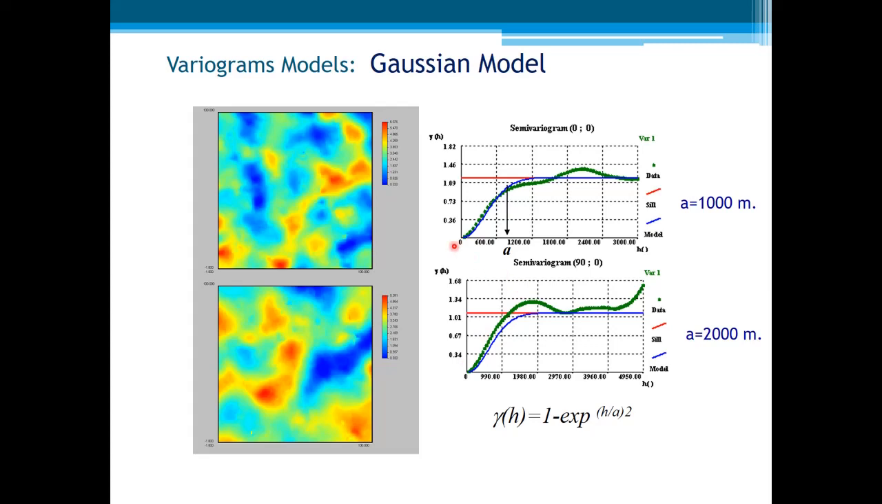And these are fitted by what we call the Gaussian model, this one here, with this kind of parabolic behavior near the origin characteristic. This is characteristic of very high spatial continuity. You can compare two different situations as we did in the last examples, with a low range of 1000 meters and a high range of 2000 meters.